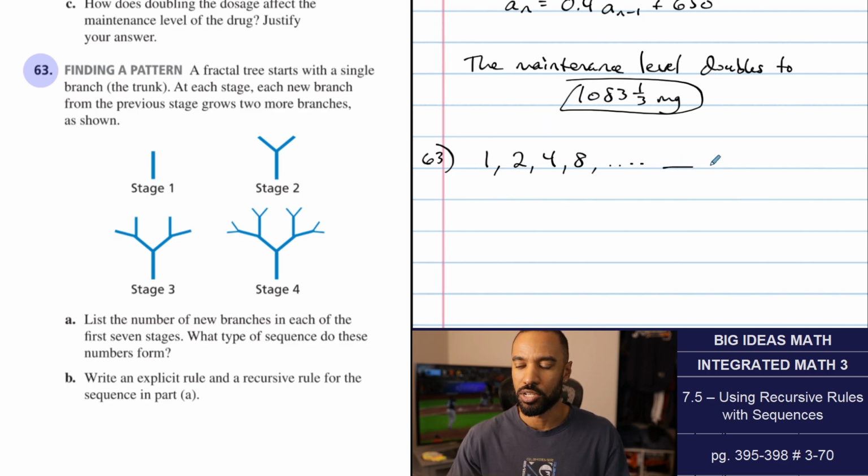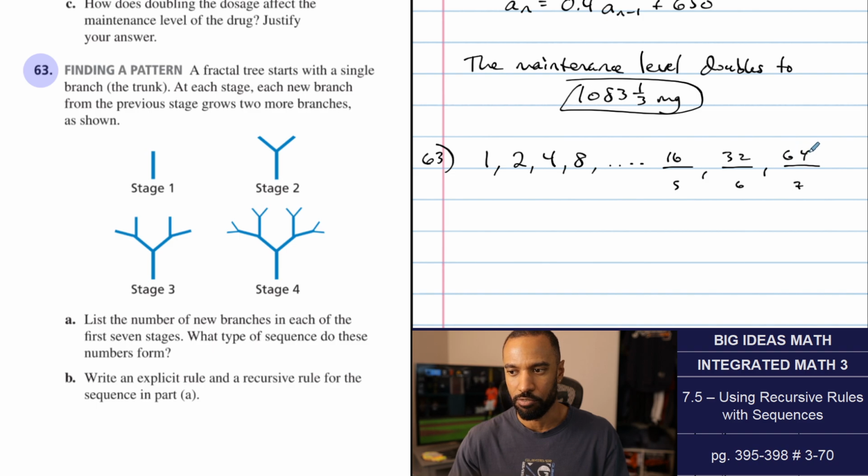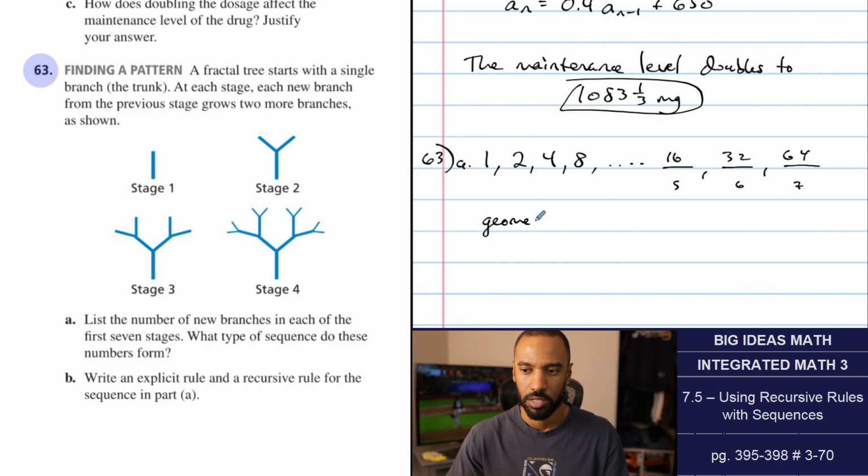the first 7 stages. So 5, 6, 7. We have 16, 32, right? I'm not drawing them. 16, 32, 64. It's doubling each time. This is a geometric sequence. So what type of sequence? Geometric.